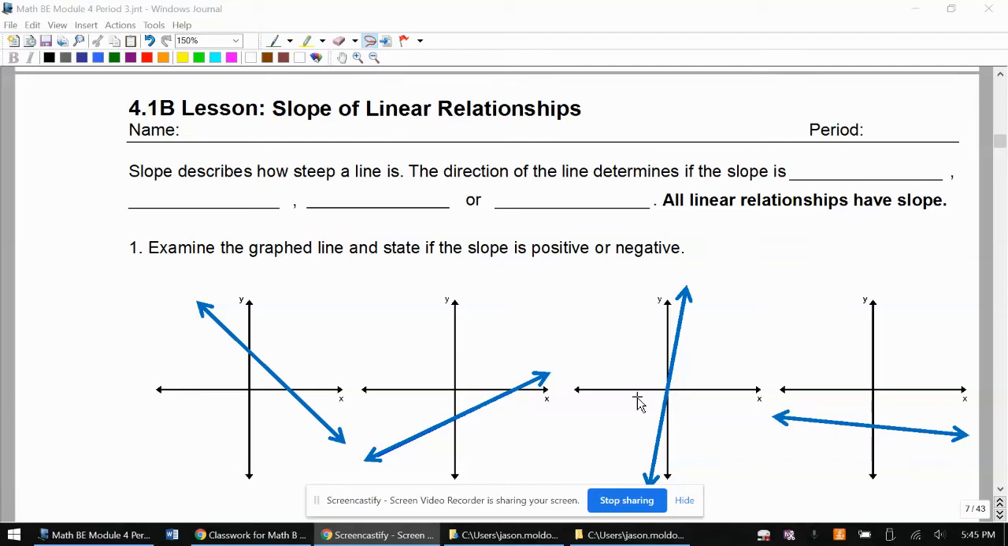This is the first video for the 4.1b lesson, slope of linear relationships. It says slope describes how steep a line is. The direction of the line determines what type of slope it has. In fact, we have 4 types: positive, negative, 0, or undefined.